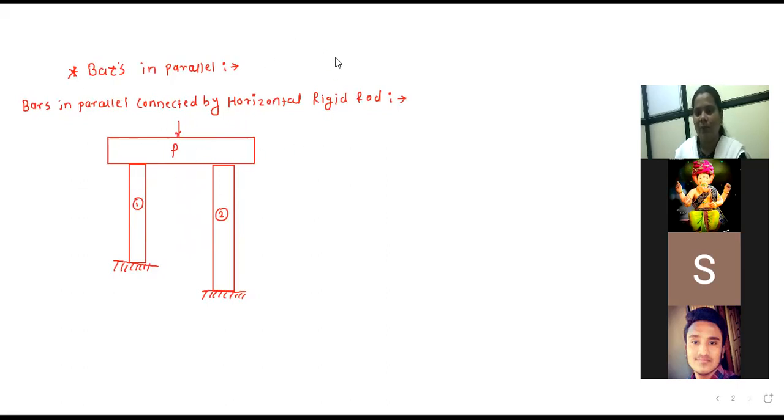For that there are two steps. First is the force condition. In the force condition, we have to add the total force. Therefore, P1 plus P2 plus P3 plus P4 plus ... Pn is equal to P. So in the force condition, we take the addition of all forces. This is our first condition.